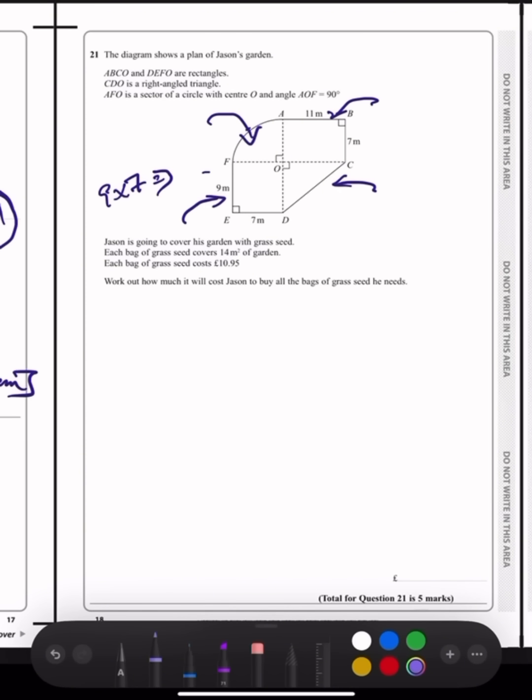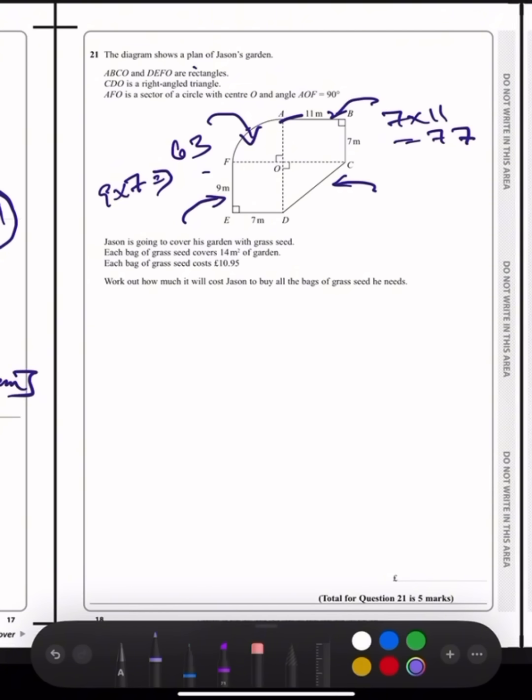Oh, sorry, the rectangle. Sorry about that. The rectangle. So that would give us an answer of 63. So we know the area of the rectangle is 63. For this one, we basically know the area is 77 because this is a rectangle as well. So 7 times 11 is 77. That will be your area for that one.